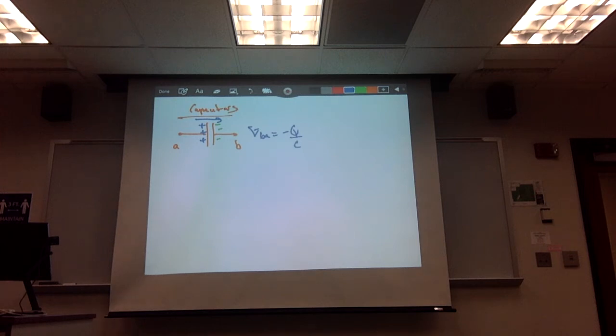But if I go in the opposite direction, if I go from the negative plate to the positive plate, that is then a potential increase. So my potential at A minus my potential at B would then be plus Q over C.